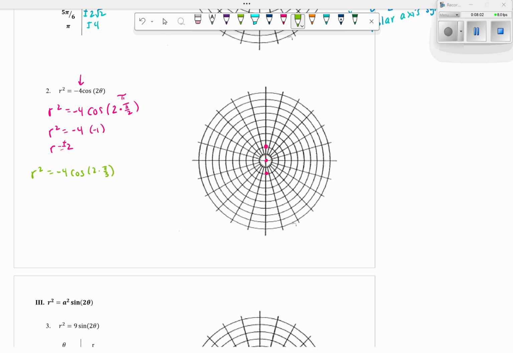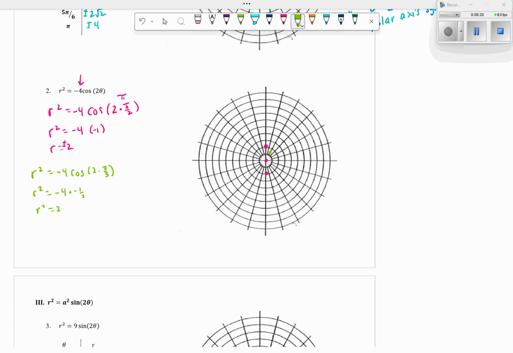So that would give us 2 pi over 3. The cosine of 2 pi over 3 is equal to -1/2. So that would give us 2. And then you're doing plus or minus the square root of 2. So that would be about in here.